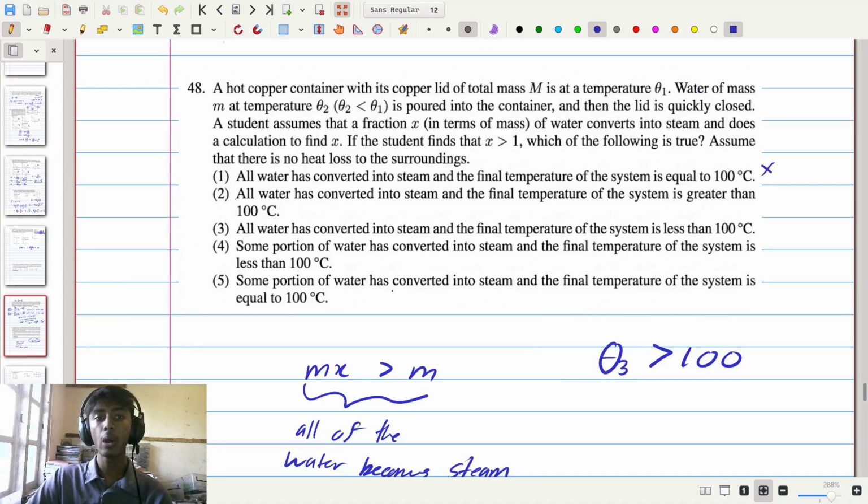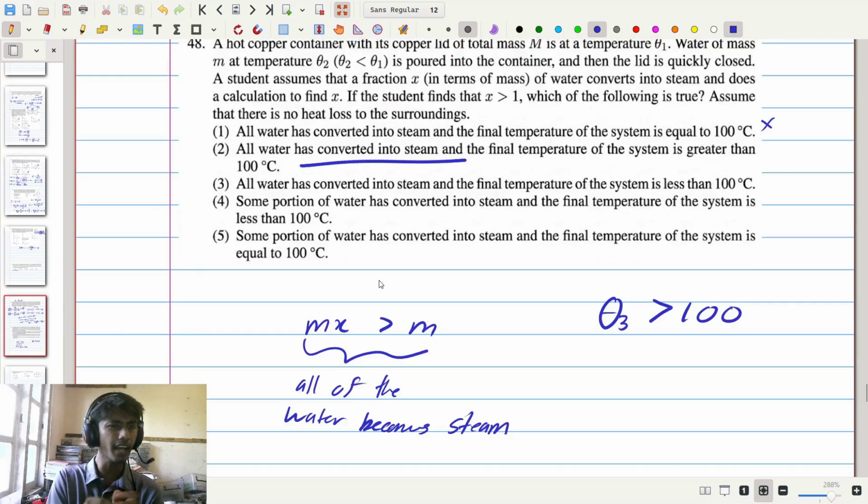Number 2 says all the water is converted into steam, which is correct, and the final temperature of the system is greater than 100 Celsius. That's also correct, which means that answer number 2 is the correct answer. Now if you just look at the others for a second, in number 3 it says all the water has converted into steam, which is correct, but then it says the final temperature of the system is less than 100. Again, that cannot be true, because it has to be greater than 100 in order for it to be possible for even more water to evaporate afterward.